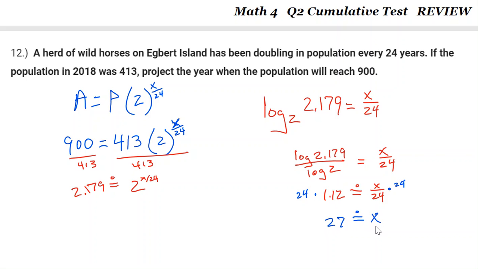Now, they said project the year. This is going to be 27 years into the future. So 2018 plus 27 is 2045.